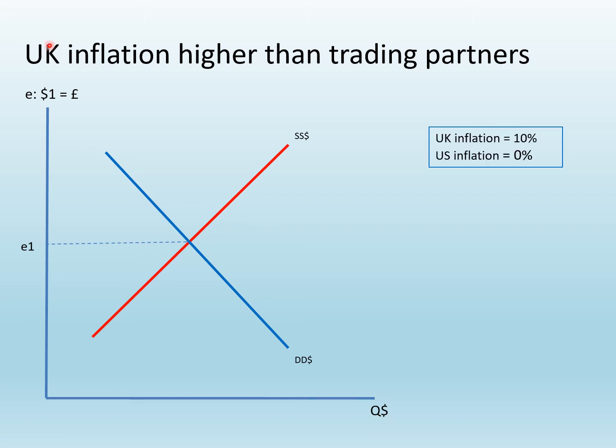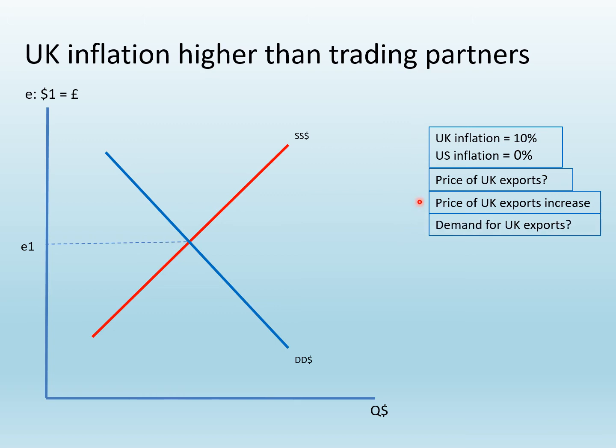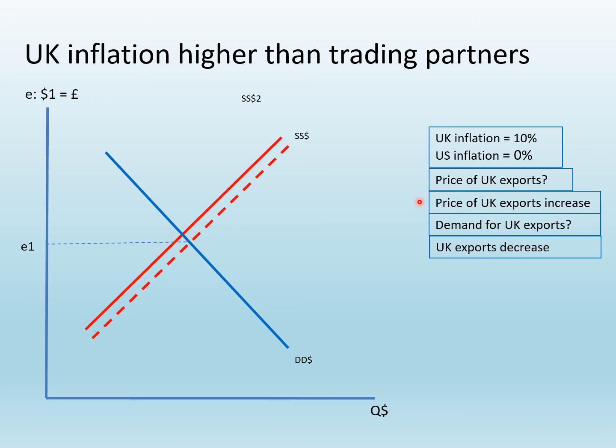So we start off using the example that in the UK we have inflation of 10%, in the US we have no inflation, and we ask the question, what happens to the price of UK exports to the US? Well, clearly the price of UK exports increases because they're going up by the 10%. And the consequence of that, of course, is that the demand for UK exports will decline. If UK exports decline in volume, then in America, they supply less dollars to pay for those exports, and the supply curve moves to the left.